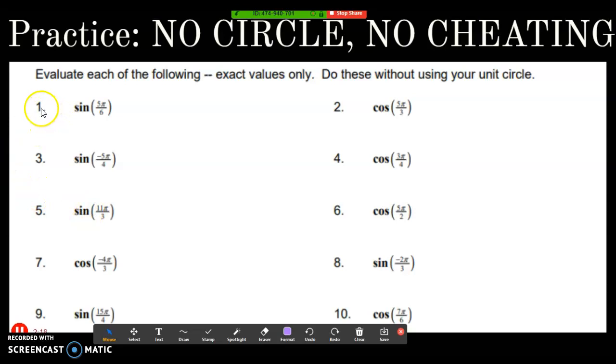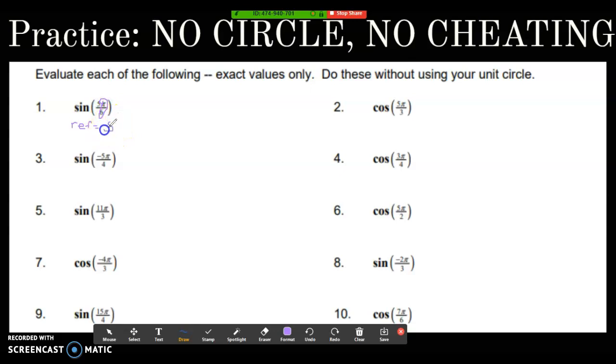All right, here we go. Number 1 says, let's find the sine of 5 pi over 6. So what we're going to do is find a reference angle for 5 pi over 6. Now the reference angle, and I'll just say RA, reference angle for 5 pi over 6. Remember, in radians, we know that it's whatever it's over. So this is going to be pi over 6.